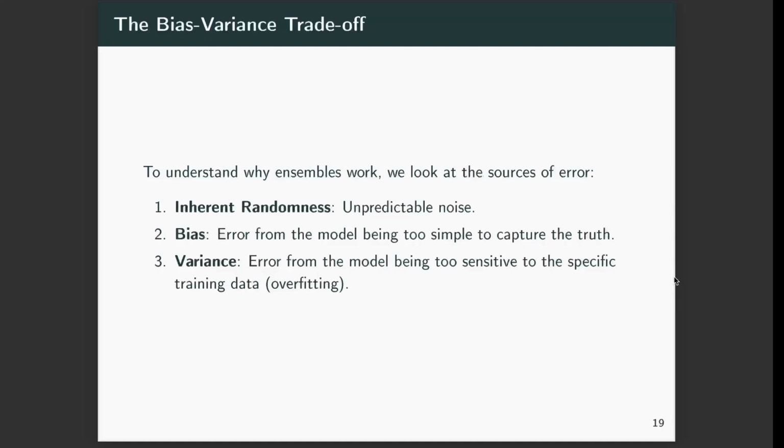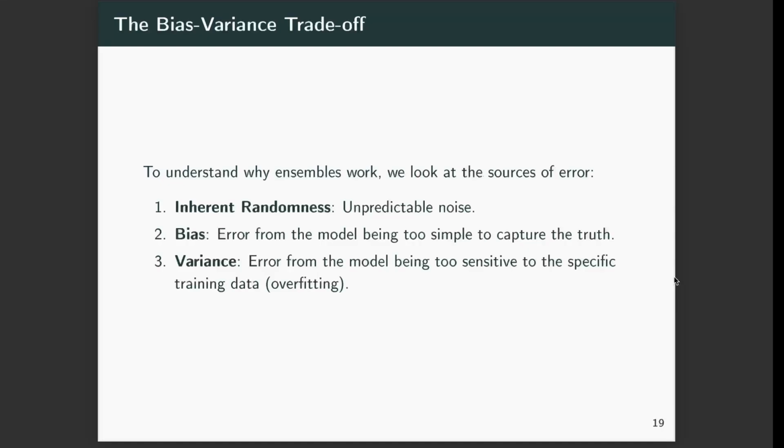The second component is bias. Bias is the error that arises when your model is too simple to capture the true underlying relationship in the data. Imagine the true relationship between your input features and the target is a complex, non-linear curve. If you fit a straight line to this data, the straight line is systematically wrong everywhere. It consistently underestimates in some regions and overestimates in others. That systematic error is bias. A model with high bias is said to be underfitting. It cannot capture the complexity of the true pattern.